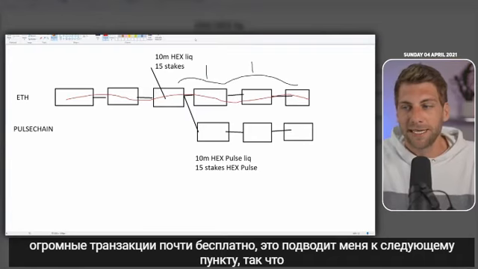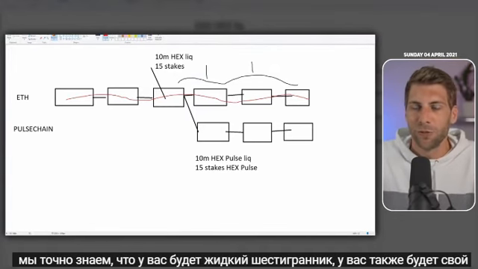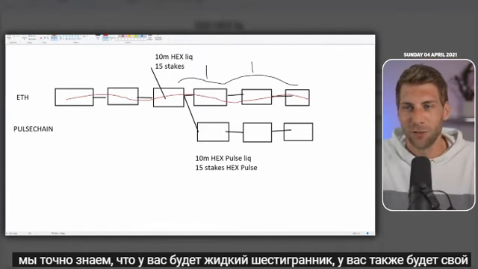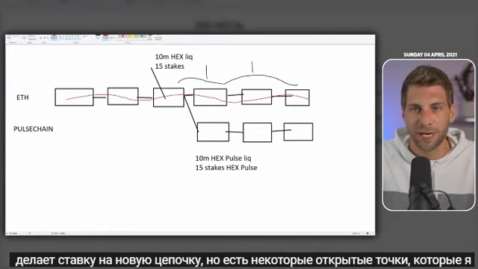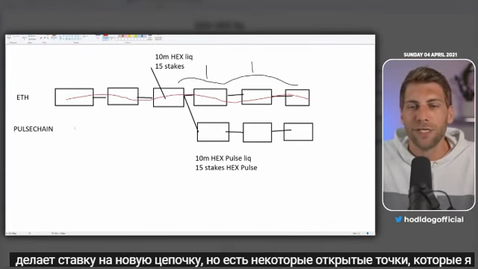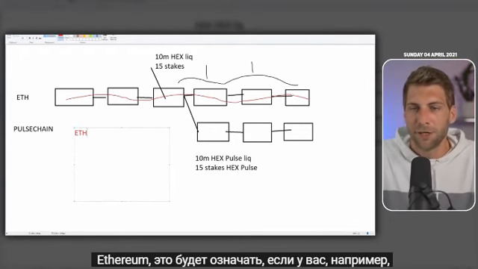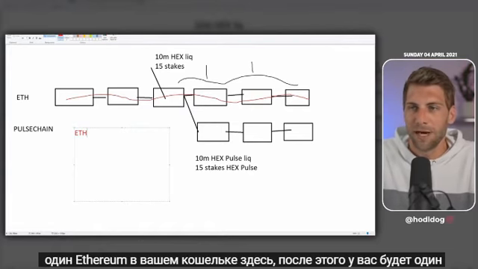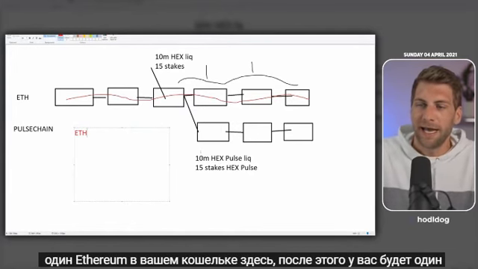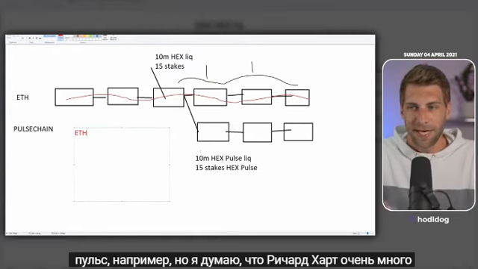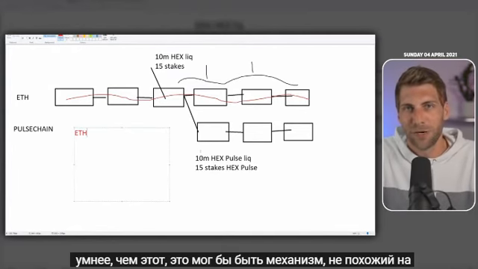This brings me to the next point. What we know for sure is you will have your HEX, which is liquid. You also will have your stakes on the new chain, but there are some open points which I don't know yet. For example, what will happen with the Ethereum? That would mean if you have, for example, one Ethereum in your wallet up here, you would after that have one Pulse, for example. But I think Richard Heart is much smarter than that.